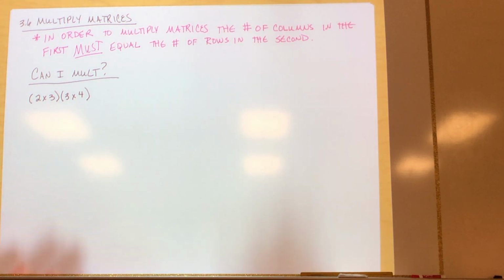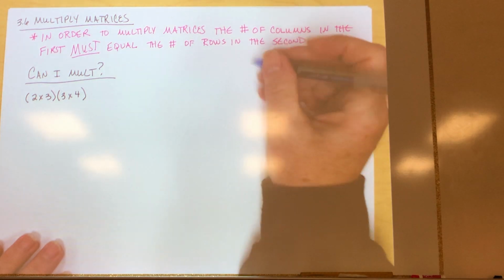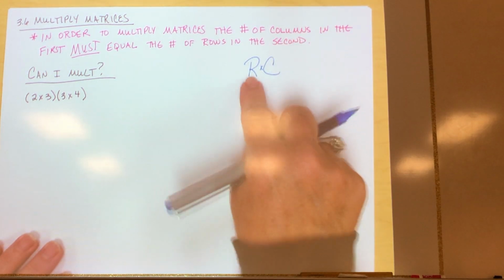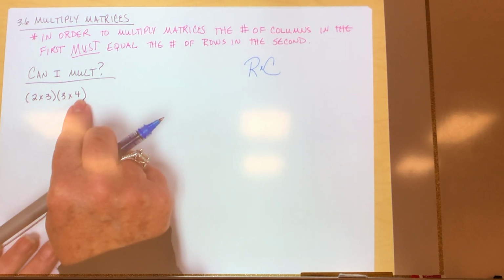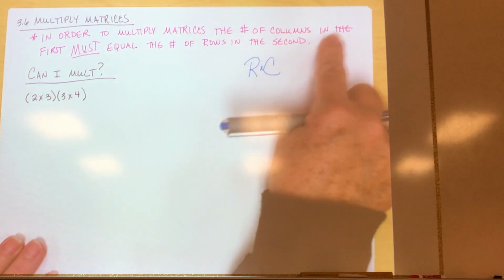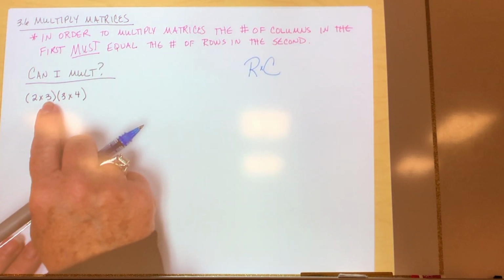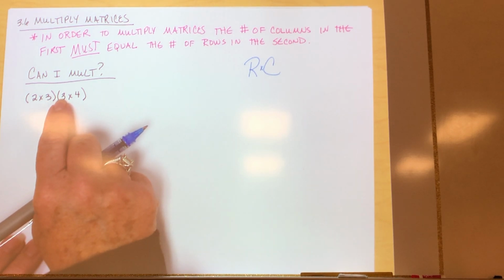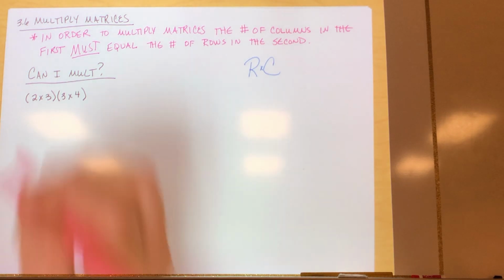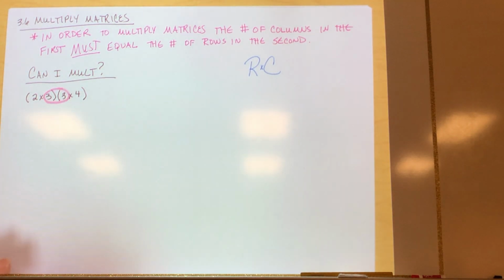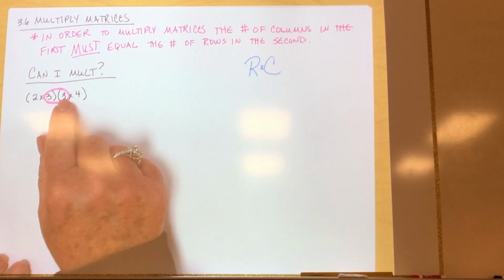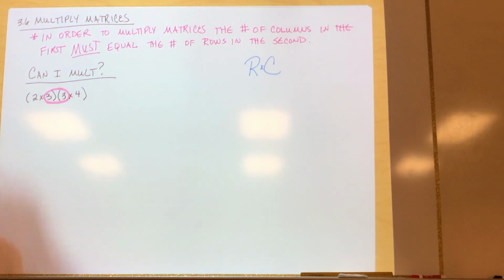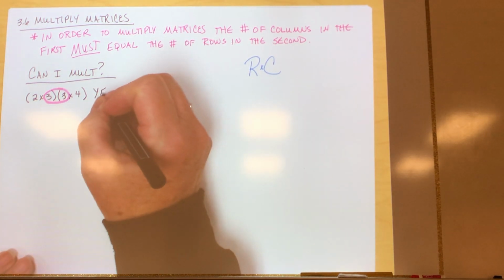Here's what you have to know. What's our favorite kind of drink? RC. Rows by columns. So this is rows by columns. So here's what the rule says. The columns in the first, that's 3, must be equal to the rows in the second. Are they? Yes. 3 equals 3. Right? The columns in the first must be equal to the rows in the second. If that's true, then you can multiply them. Yes, we can multiply these.